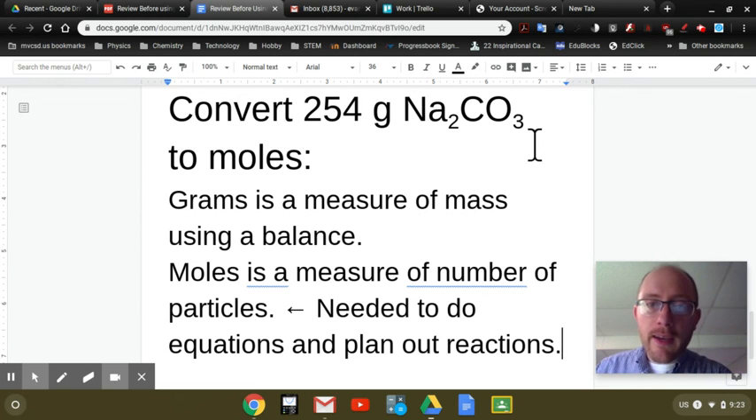But what we really care about is the number of particles in there because we need that to plan out equations. So if we know we have 254 grams of baking powder, that's a lot of baking powder, by the way. That'd be enough to make all your birthday cakes for your whole life. But let's say we had that much. We need to figure out how many moles that's going to be because we use moles to plan out reactions.